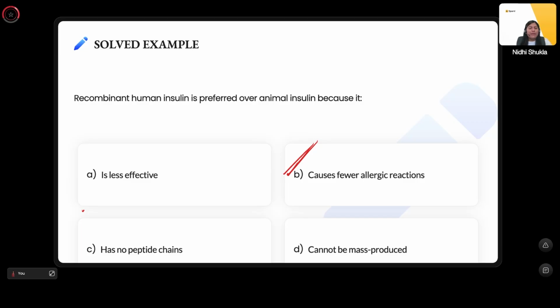It is going to have peptide chains. Recombinant human insulin can actually be mass produced. This is one of the reasons why we prefer recombinant human insulin so much over animal insulin. The correct option is going to be option B because it causes fewer allergic reactions.